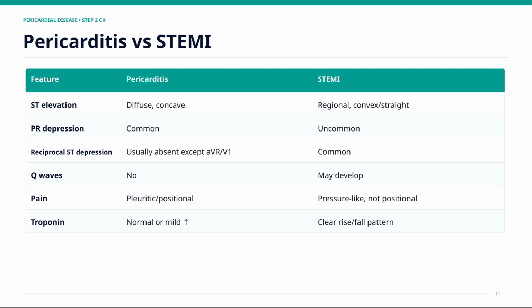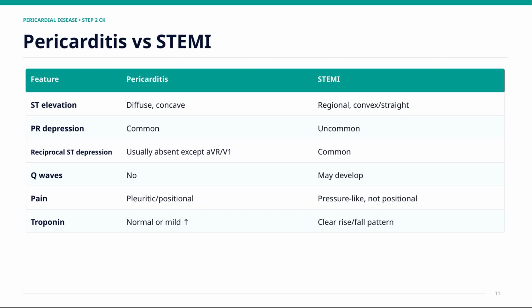Pain, pleuritic and positional in pericarditis, pressure-like and non-positional in STEMI. And troponin, normal or mildly up in pericarditis, but a clear rise and fall pattern in STEMI. Memorize this table. It will save you.